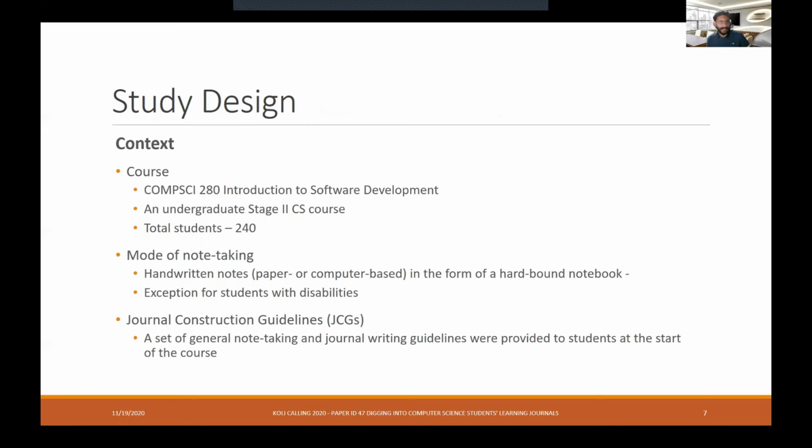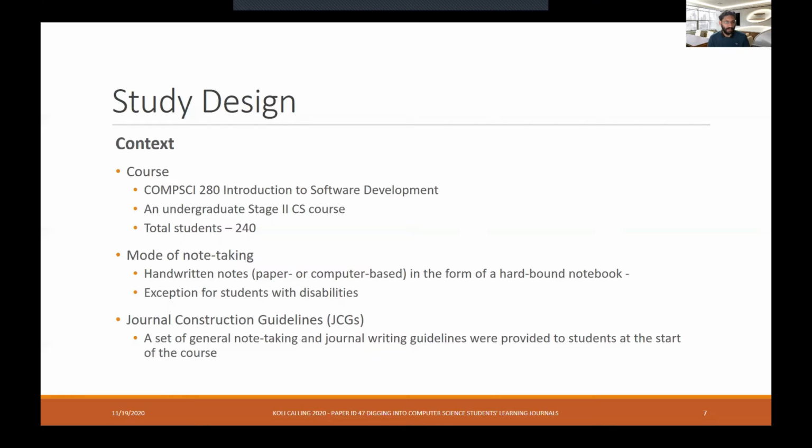Next is the study design and the context of this study. So the subjects are computer science students who studied the CompSci 280 Introduction to Software Development course. This is a stage 2 course with an enrollment of around 240 students. So last year it was 240 students. So this course was offered to these many students in semester 2 of 2019.